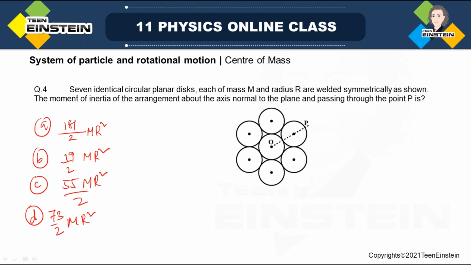First of all, let us understand the question itself. So you have, see here, 7 identical circular planar discs, each of mass m and radius r. They are welded symmetrically as shown in the figure. It is in the horizontal plane. You have to find the moment of inertia of the arrangement about the axis normal to the plane and passing through the point P. So this is the point P. If an axis passes through P, then what will be the moment of inertia? That you have to find out.